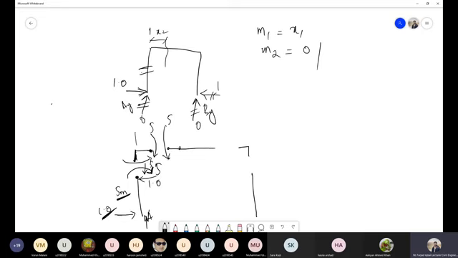So what will be the moment at the section? This is section 2. So what will be moment M2? -5. What will be moment M3? M3 is somewhere over here.